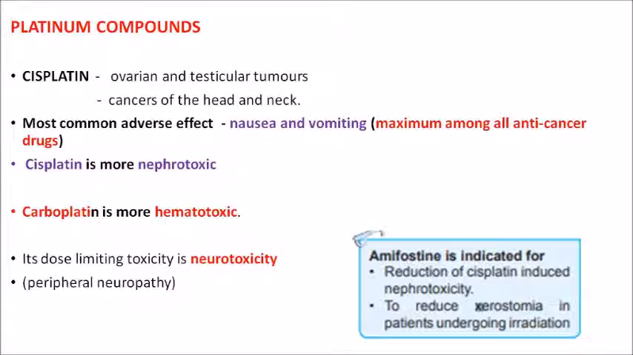One more question is amifostine. Amifostine is a compound indicated for reduction of cisplatin-induced nephrotoxicity. We said cisplatin is very nephrotoxic, so to reduce this we can use amifostine. Amifostine is also used to reduce xerostomia in patients undergoing irradiation. You would have learned this in oral pathology. When the saliva is less and the patient's oral mucosa dries out, we use amifostine. The same amifostine is used for reducing nephrotoxicity of cisplatin.